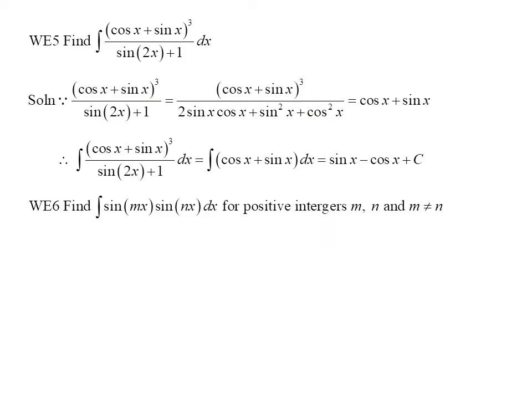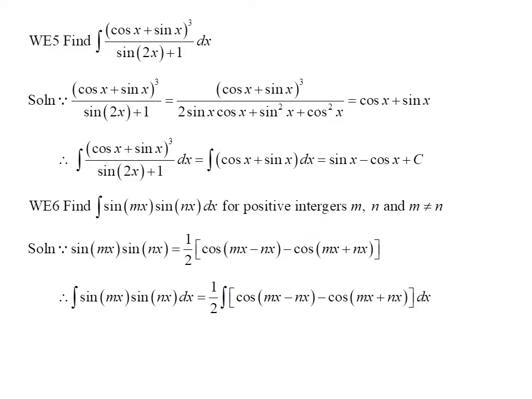Example 6 is to find an antiderivative of sine mx sine nx dx, where both m and n are positive integers and m does not equal n. Since sine mx sine nx can be transformed to its addition form, it equals 1 over 2 times (cos of (mx minus nx) minus cos of (mx plus nx)).